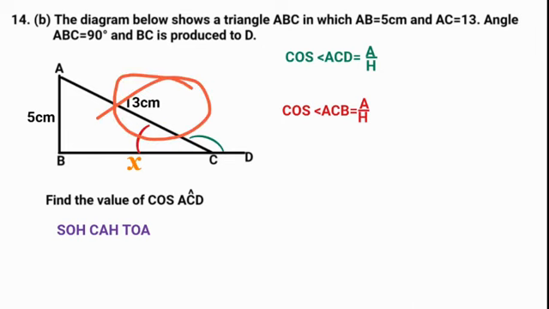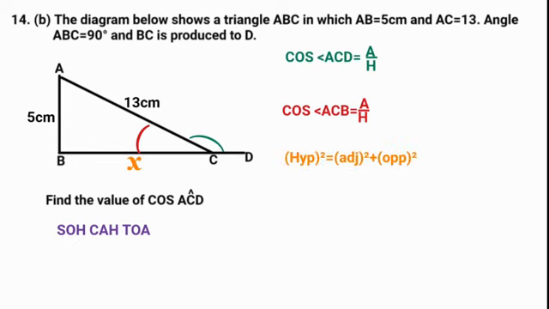So we are going to find the value of X so that we can find the cosine of angle ACB. We are going to use the Pythagoras theorem. It's going to work because this is a right-angled triangle, which means we can use Pythagoras to find the value of X. We write hypotenuse squared is equal to adjacent squared plus opposite squared.